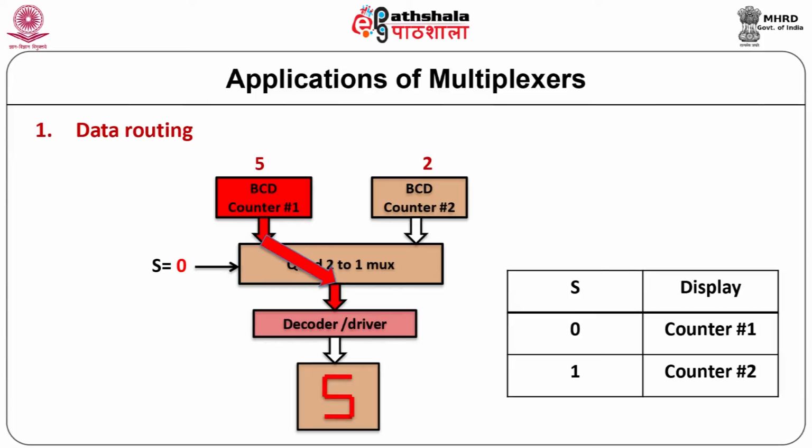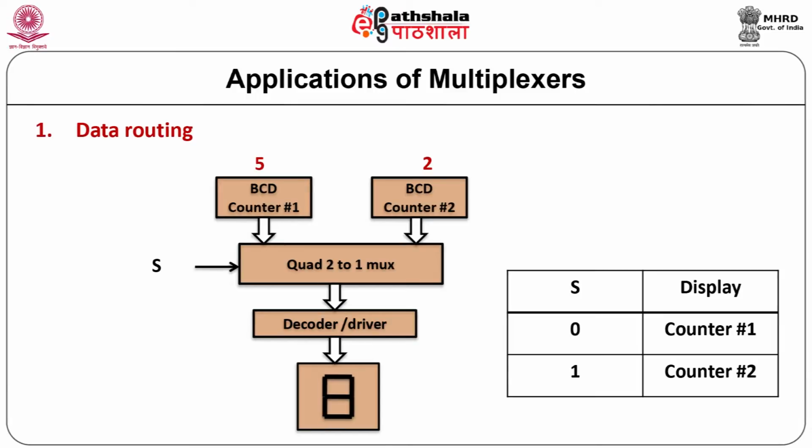When S is equal to 0, the counter 1 data will pass through 2 to 1 multiplexer given to decoder driver, and the binary input of this counter will be displayed on 7 segment display. In this case, the counter 1 contains decimal 5, it will be displayed on 7 segment display.